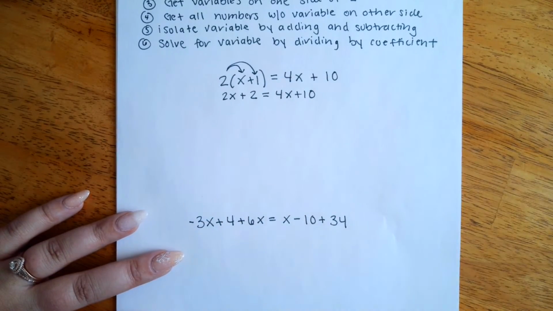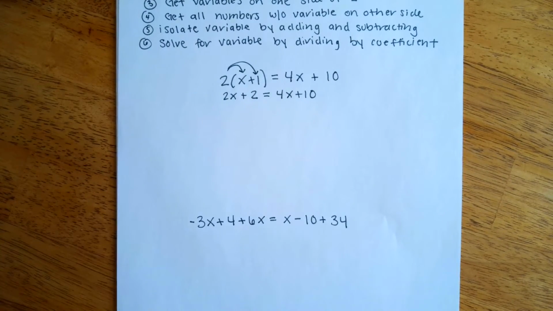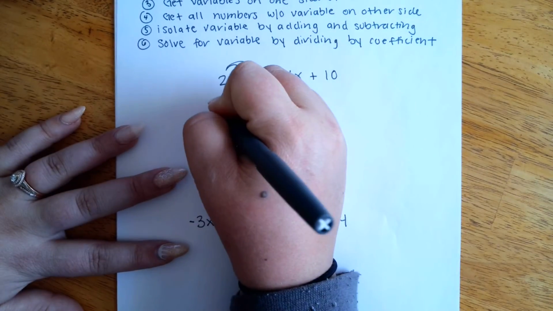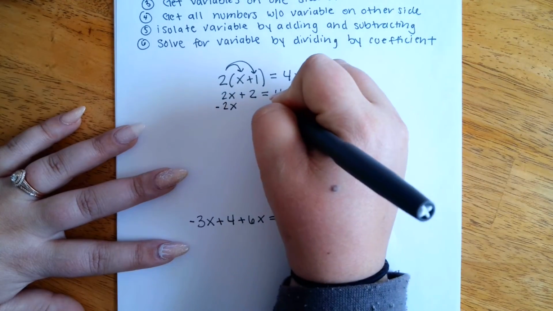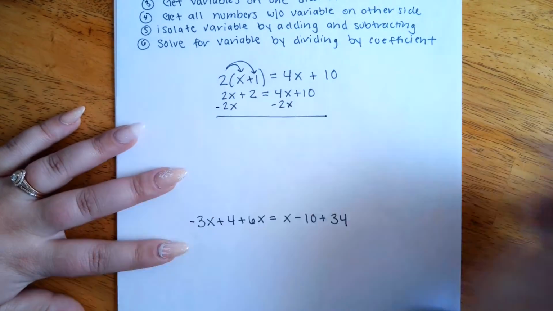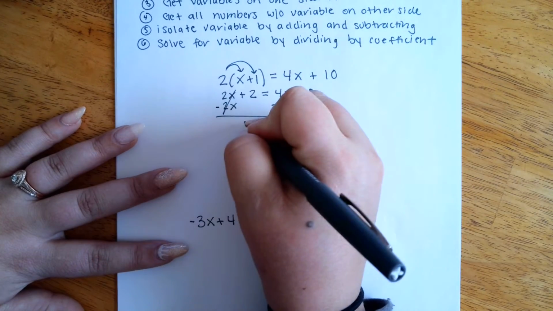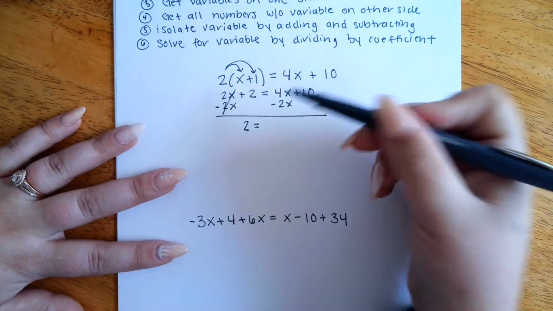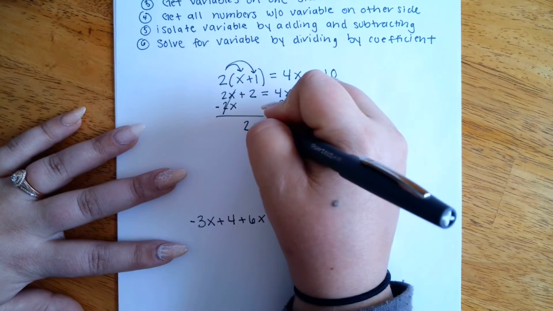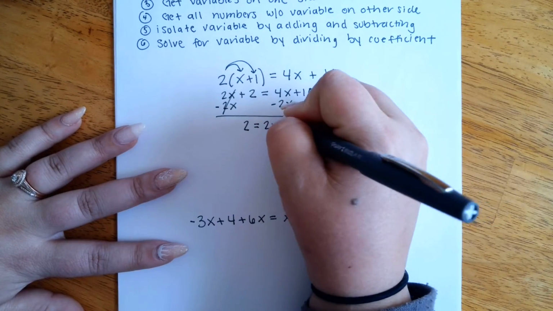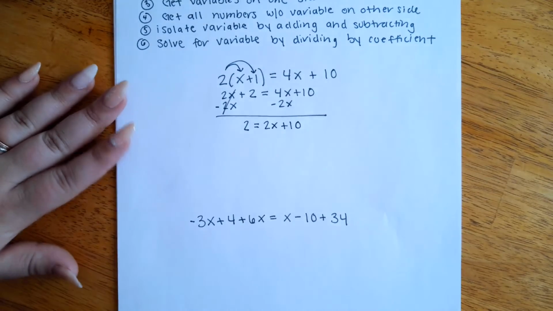All right, after that, we're going to try and get all the variables on one side of our equal sign and all of our constants on the other. So I'm going to go ahead and subtract 2x from both sides. That will, of course, cancel out there. So I'm just left with a 2 equals 4x minus 2x leaves me with 2x plus 10.